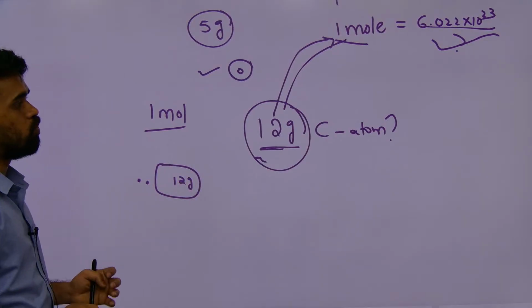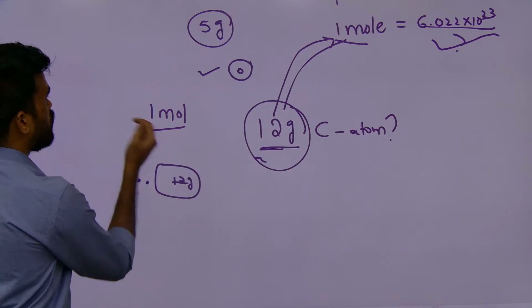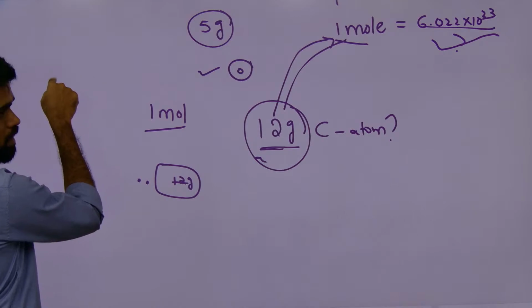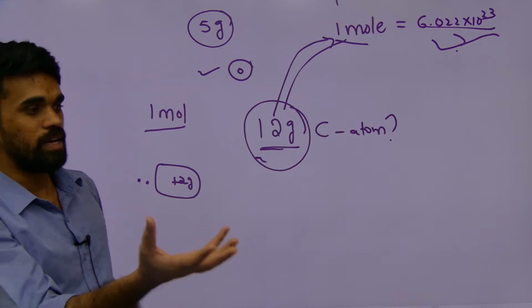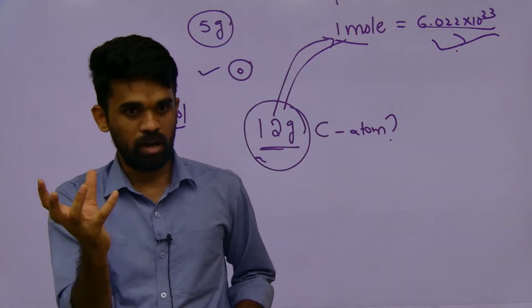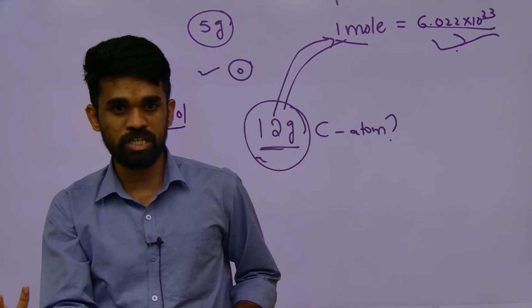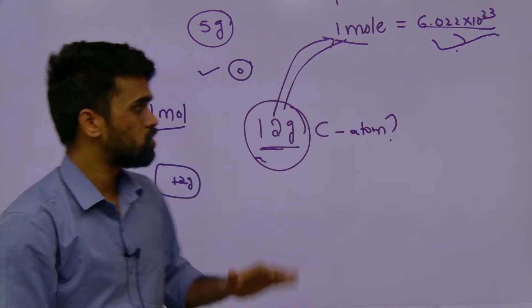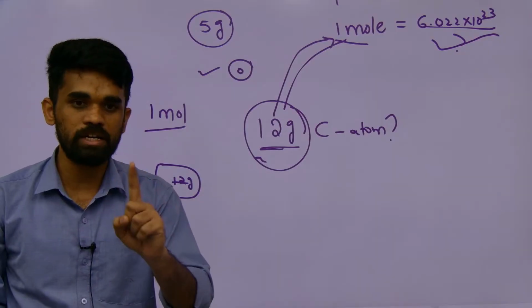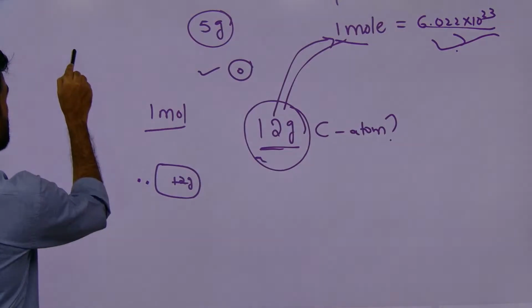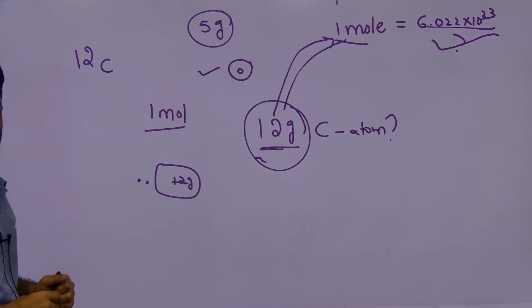Now, when we go to the market, we ask the shopkeeper to give 1 kg of tomatoes. He will put one iron piece on one side as 1 kg, and on the other side he will put the tomatoes, weigh them, and give them to us. Similarly, we need a standard quantity to express the weight of atoms also. That standard quantity is nothing but C12 carbon.